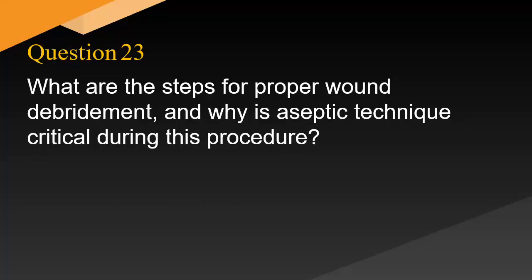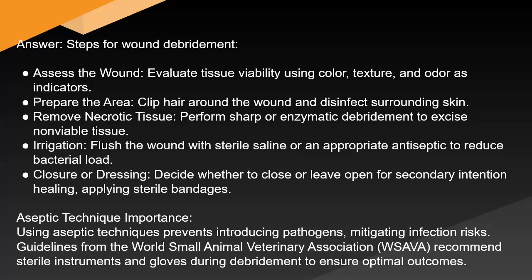What are the steps for proper wound debridement, and why is aseptic technique critical during this procedure? Answer: steps for wound debridement: assess the wound, evaluate tissue viability using color, texture, and odor as indicators. Prepare the area, clip hair around the wound and disinfect surrounding skin. Remove necrotic tissue. Perform sharp or enzymatic debridement to excise non-viable tissue.